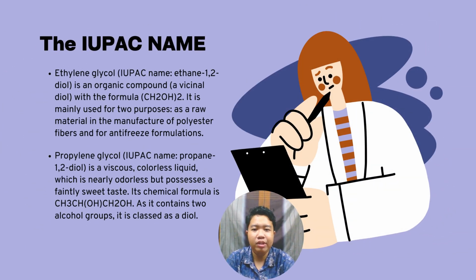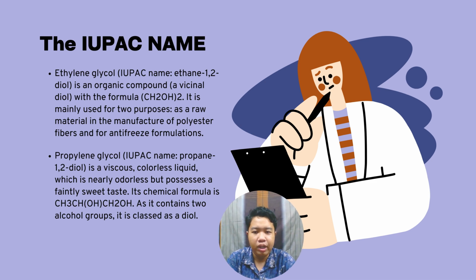The IUPAC name for ethylene glycol is ethane-1,2-diol. It is an organic compound, a vicinal diol, with the formula CH2OH2. It is mainly used for two purposes: as a raw material in the manufacture of polyester fiber and for antifreeze formulation.